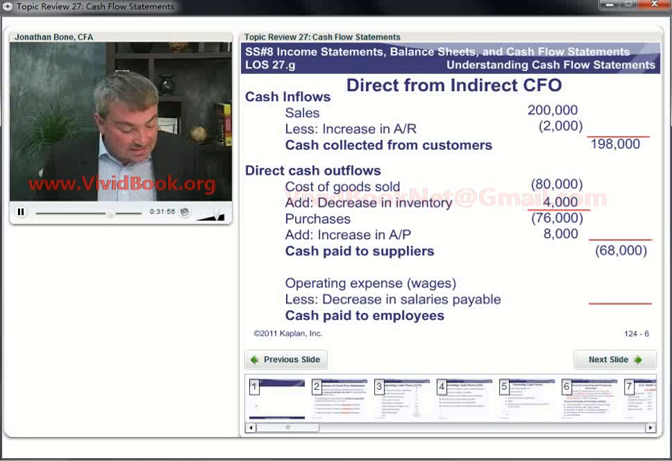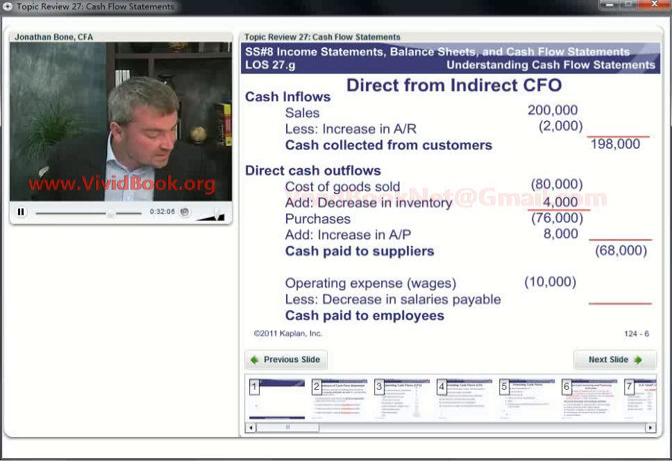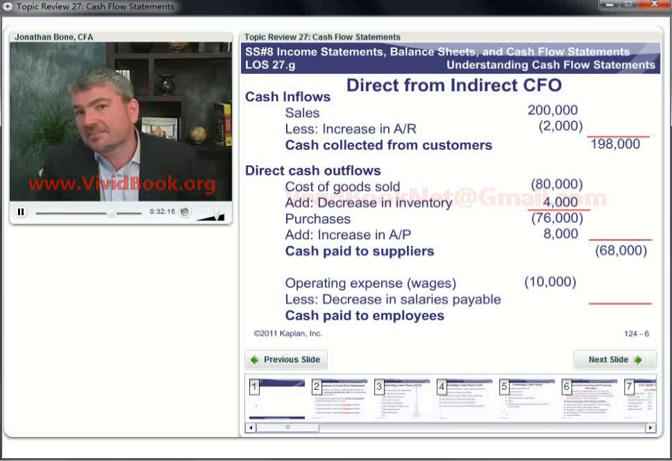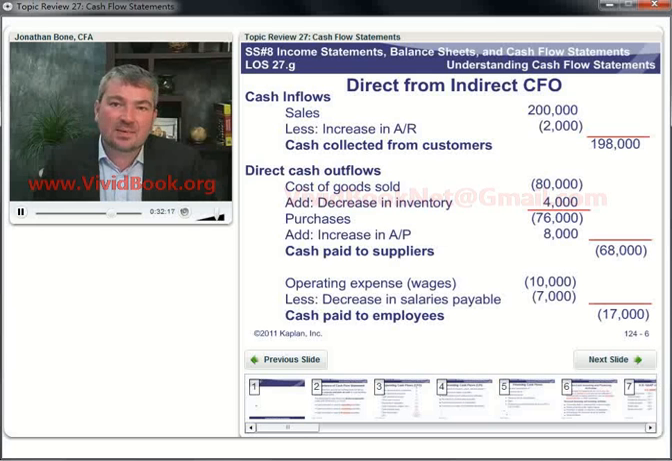Down to the next item in the income statement, which is salaries. So let's put our salary figure of 10,000 into the balance sheet to look for any asset or liability relating to salaries. And that of course is our salaries payable that changed from 16 down to 9, a $7,000 decrease in a liability. And of course, a decrease in liability we shall subtract, giving us the cash paid to employees in the year, 17,000.